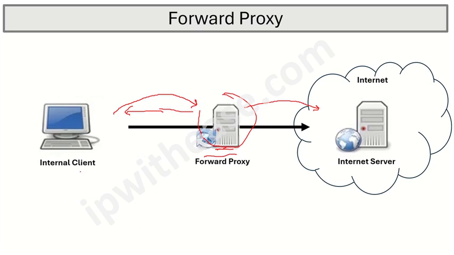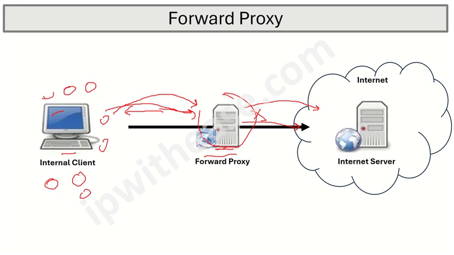It is not just one internal client, but whichever internal client wants to access the internet and is on the LAN or the private network, it will first go to the forward proxy. The forward proxy makes sure it sends the right or legitimate traffic and will block the communication if there is any malicious attack on the internal client planned by the internet server. So that is about the forward proxy.